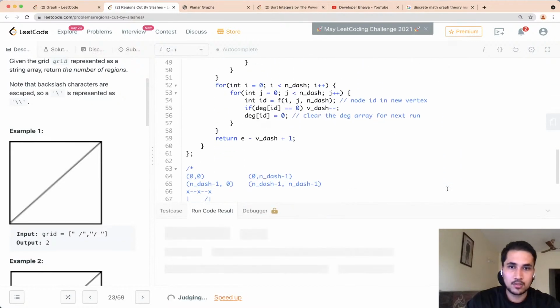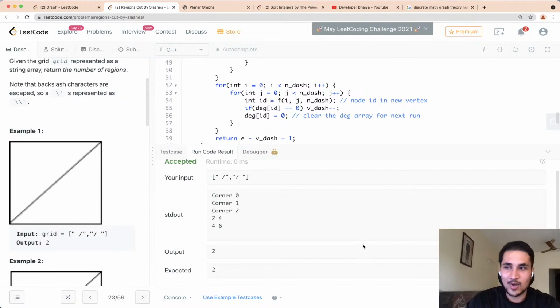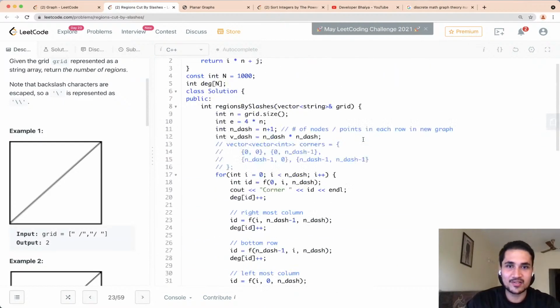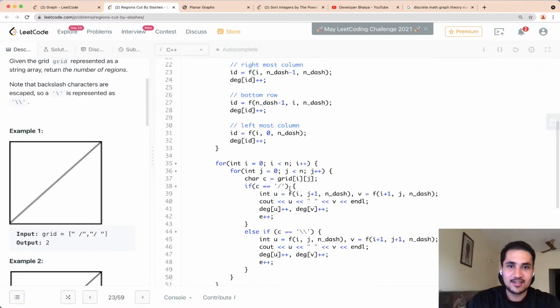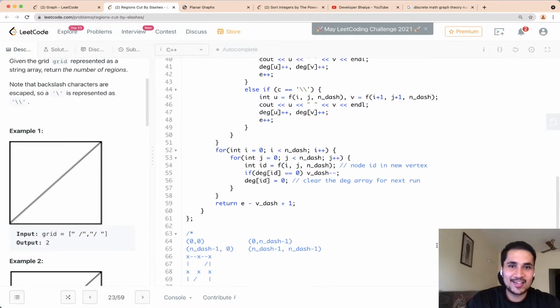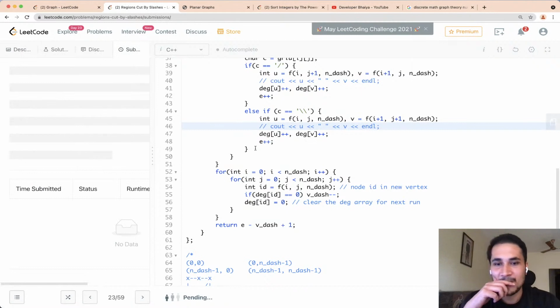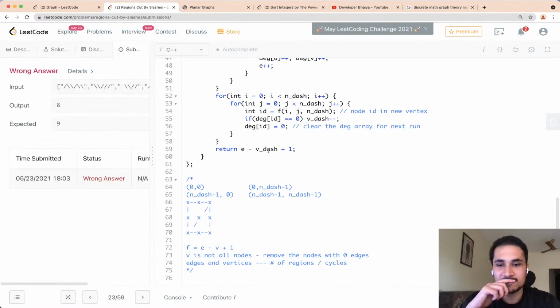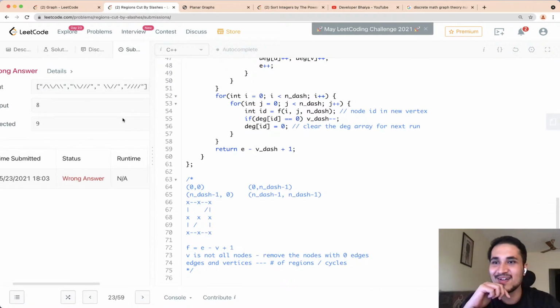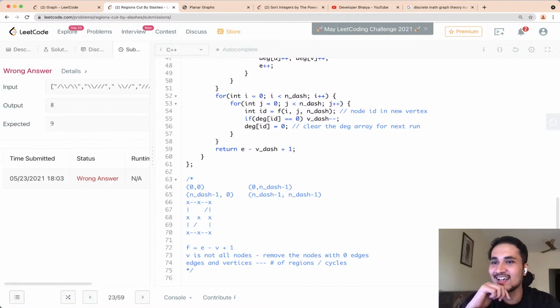So now, I hope this, now we are getting somewhere, right? We do not need these corner print statements. What do you think, guys? Would this get accepted if we now submit this? Let's see. We are getting wrong answer. Damn it! And it's just 1. Is this approach really messed up, or are we having some problem in the code?